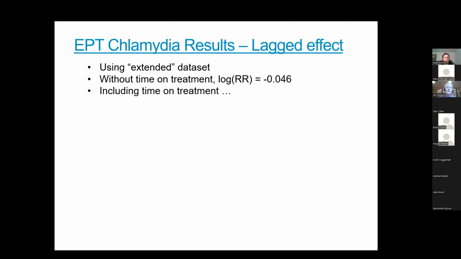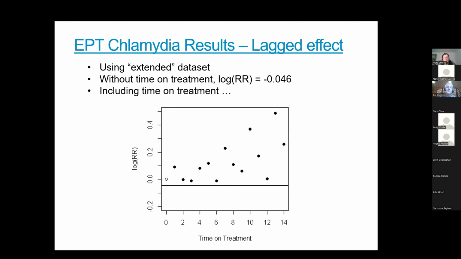So I basically used an extended data set. Remember that with the primary analysis, I only used the last 3 months of every 6-month intervention period. I used now all the data to try and look at this whole issue of a lagged effect more closely. Now for chlamydia, instead of about a 11% reduction, there was about a 5% reduction in rates. But this is what I found.